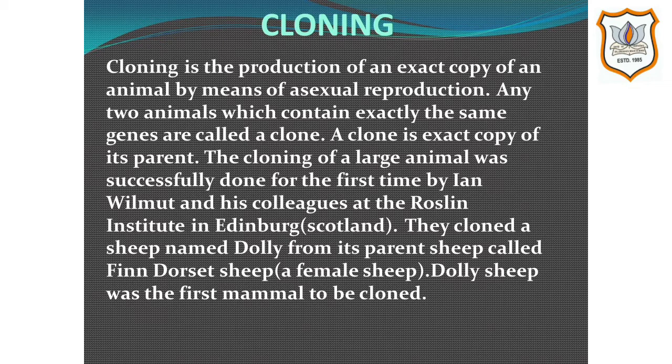The cloning of a large animal was successfully done for the first time by Ian Wilmut and his colleagues at the Roslin Institute in Edinburgh. Edinburgh is in Scotland. They cloned a sheep named Dolly from its parent sheep called Finn Dorset sheep. Finn Dorset sheep is a female sheep. Dolly, the cloned sheep, was born on 5th July 1996. Dolly sheep was the first mammal to be cloned.